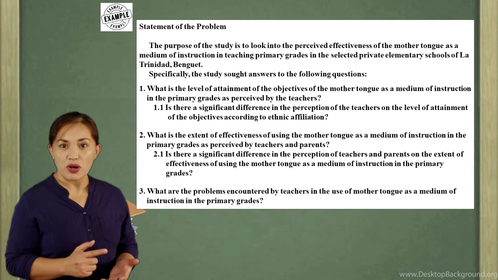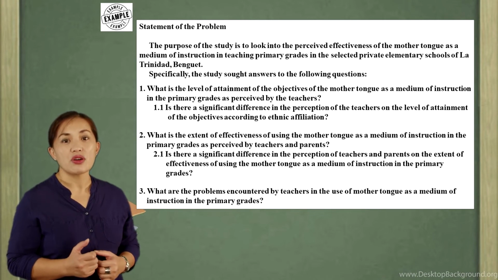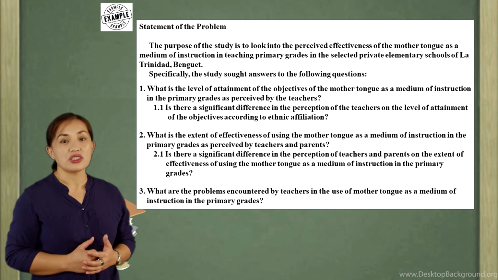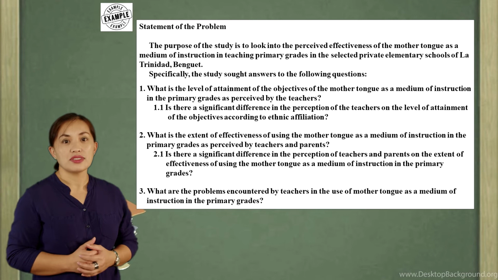The specific problem must be typed after an Arabic numeral, example 1, 2, 3, and the like, while the sub-problems must be numbered as 1.1, 2.1, and so on. Let's check the example given.